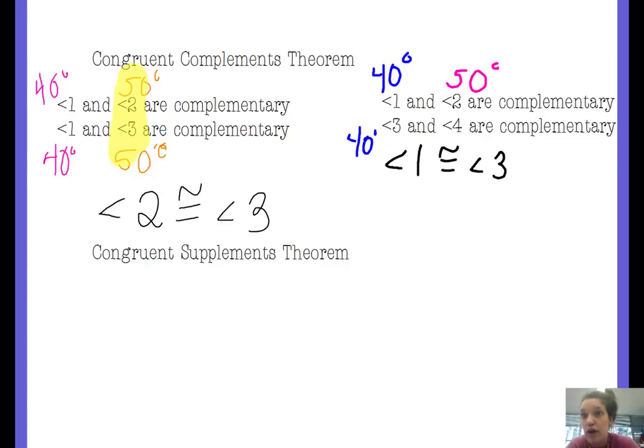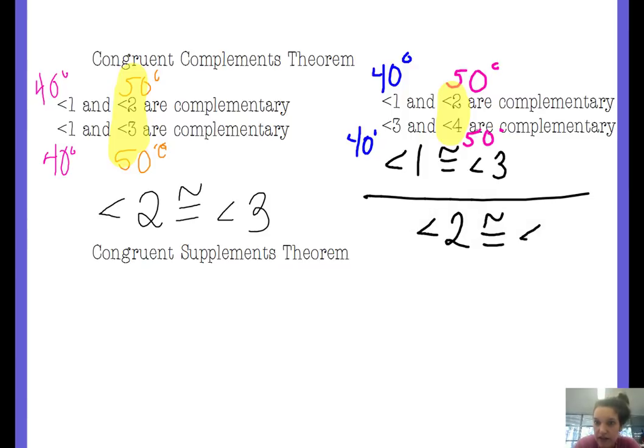They have to add up to 90 if they're complementary. Their measures have to add up to 90. And then if angle 3 was 40 degrees and angle 3 and angle 4 are complementary, that means angle 4 has a measure of 50 degrees. So since angle 1 and angle 3 are congruent, angle 1 and 2 are complementary, and angle 3 and angle 4 are complementary, it ends up that angle 2 and angle 4 are congruent as well. So then I could say angle 2 is congruent to angle 4.